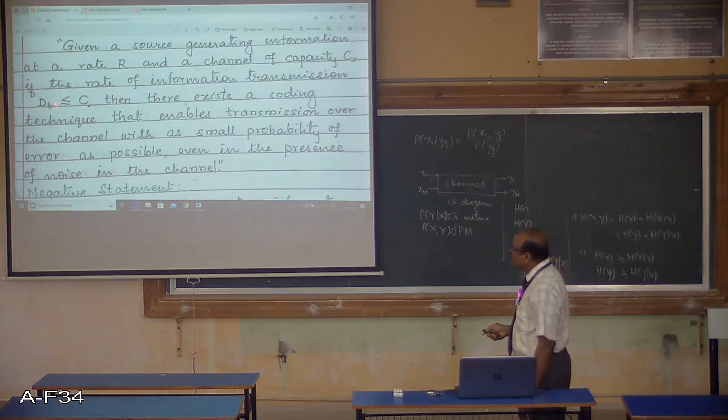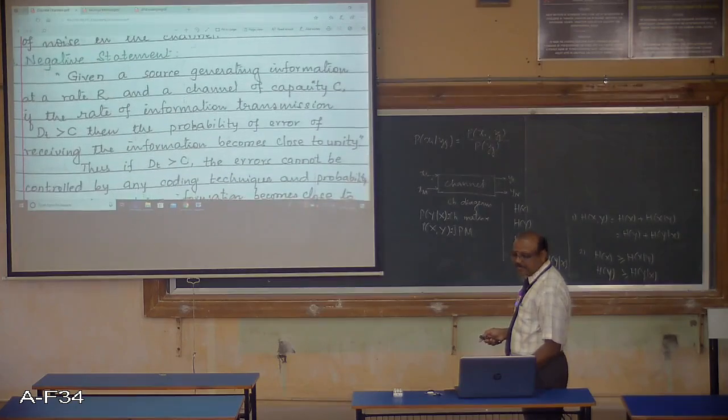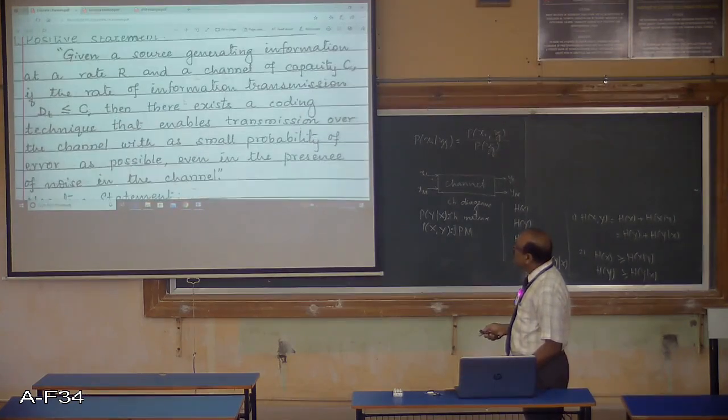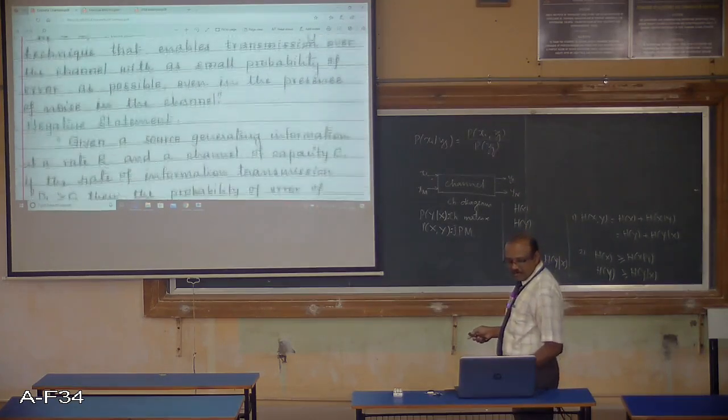In case the rate of information transmission exceeds the capacity, that is a negative statement. So this is the positive statement, because when the rate of data transmission is less than the maximum capacity, then the probability of error is minimum. That enables transmission over a channel with very small probability of error, even if there is noise.